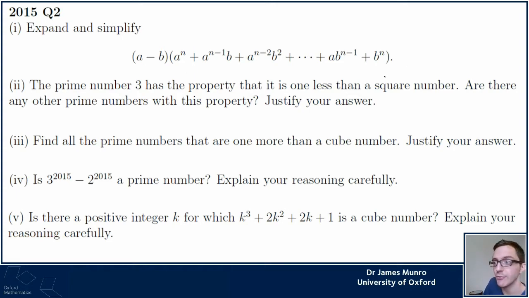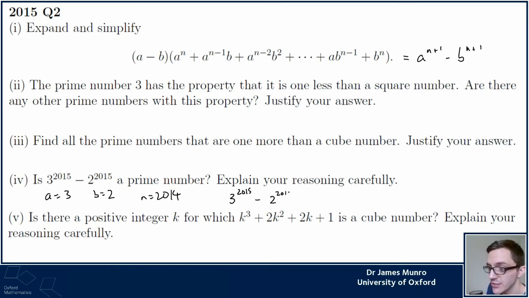This looks like the thing we had before, right? This was equal to a to the n plus 1 minus b to the n plus 1, which looks like this. Exciting, right? But there's kind of a problem in here that the first time I saw this, I wanted to say, well, I'll just take a as 3, b is 2, and n is 2014, and then off I go. I've got 3 to the 2015 minus 2 to the 2015 is equal to a minus b times all this stuff, 3 to the n plus 3 to the n minus 1 times 2 plus dot dot dot plus 2 to the n. N is 2014. Okay, loads of writing down.